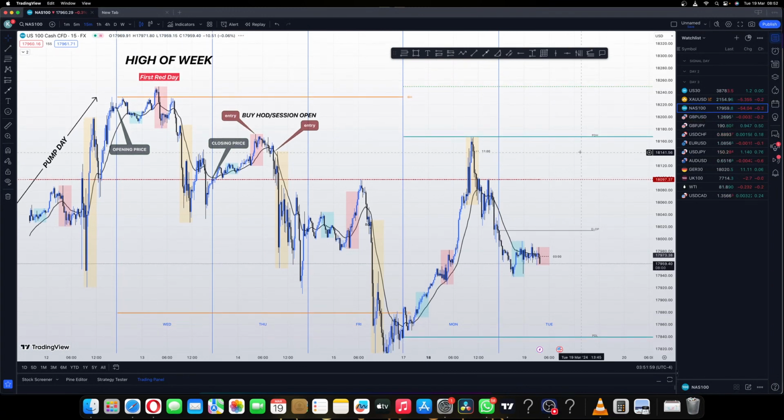Alright, here's another example. So we have multiple days of pump leading to the midweek, which is the high of the week, is where this is happening. First red day is when price closes below the opening price. So here, price opened here, traded upwards, and then eventually traded downwards and closed below the opening price. And then entry happens at the high of day or session open. So it's either here or here.